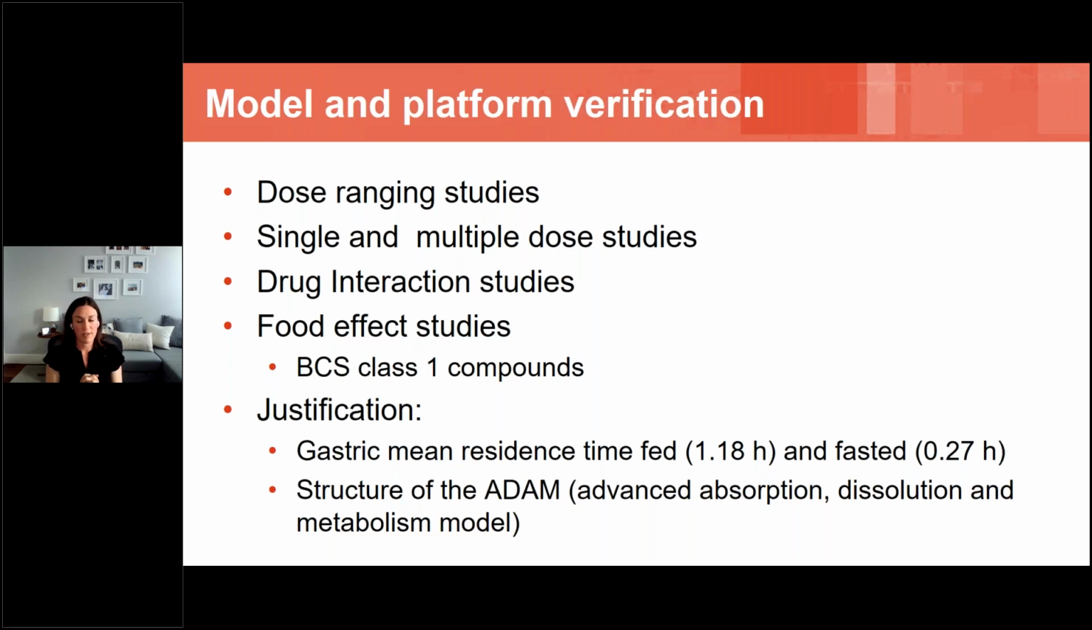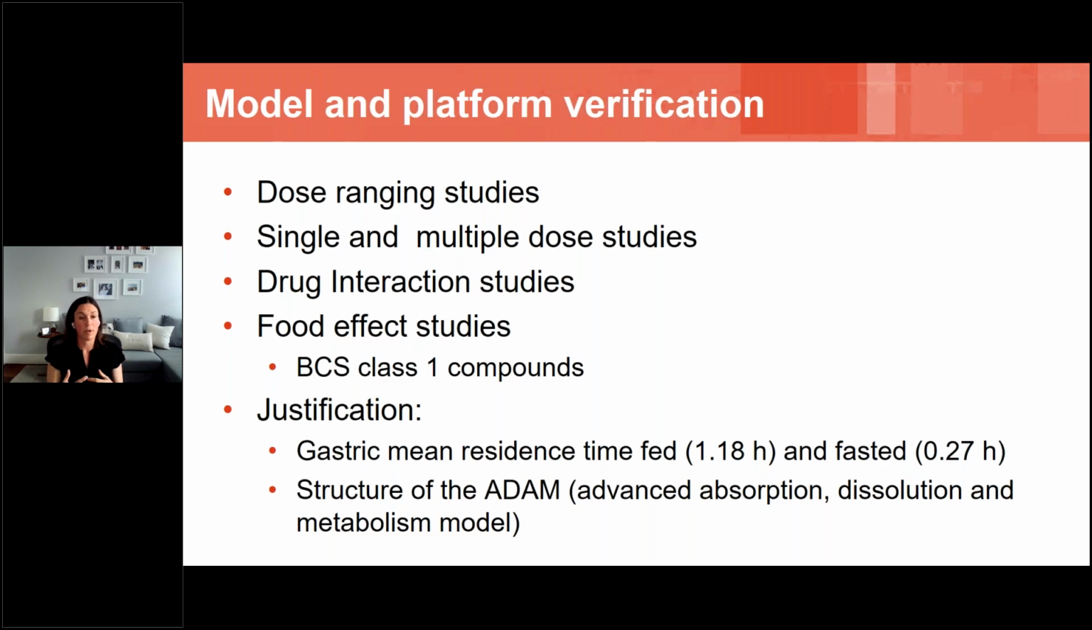So they really wanted us to do more platform and model verification. They asked us to show dose ranging studies, single and multiple dose studies, drug interaction studies. They also asked for us to predict a food effect, and we said that we really couldn't. Predicting food effect is very complicated, and we couldn't do that in all cases.